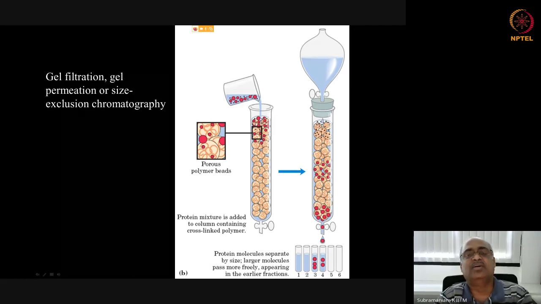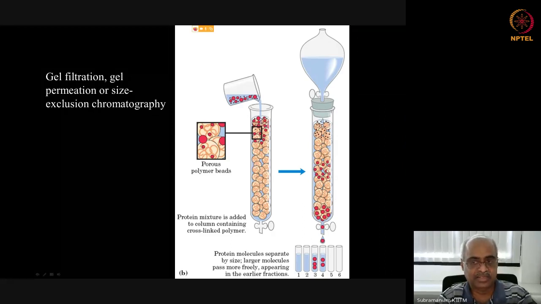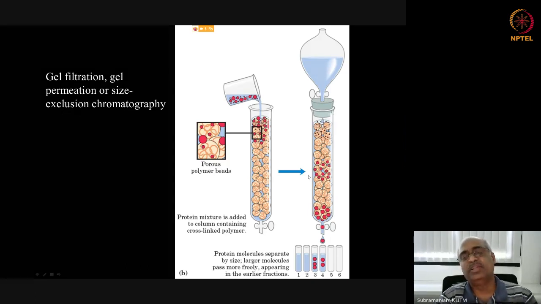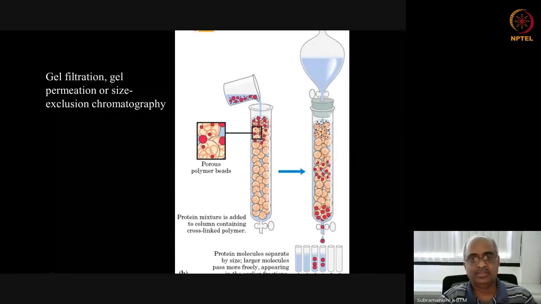That is in contrast to the smaller one. Due to this, with a certain number of theoretical plates, you will see this kind of separation. The biggest one comes out faster than the intermediate one, which comes faster than the smaller ones. So depending on your protein size, you select the right beads with the right pore size, and that helps in this kind of separation. It's a sort of filtration. You are filtering using the gel.